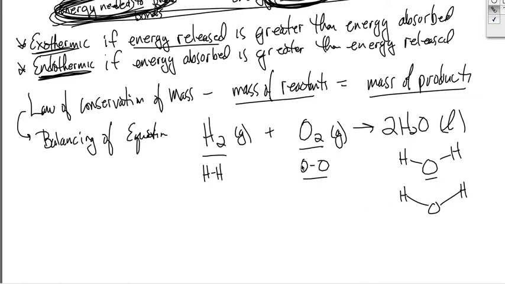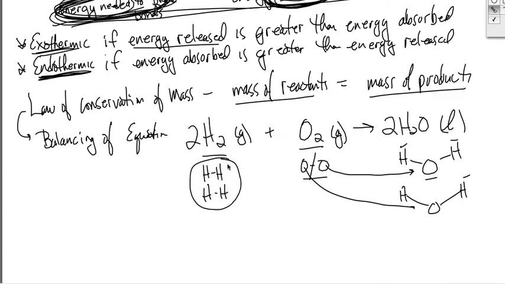Now I've got my 2 oxygens. These oxygens, that bond is broken. One of the oxygens goes there, one of the oxygens goes there. But you'll notice that I now have 4 hydrogens. 1, 2, 3, 4. Well, I can fix that by doubling the number of hydrogen molecules over here by putting a big 2 in front of that. So I have 2 hydrogen molecules. That's a total of 4 hydrogens.